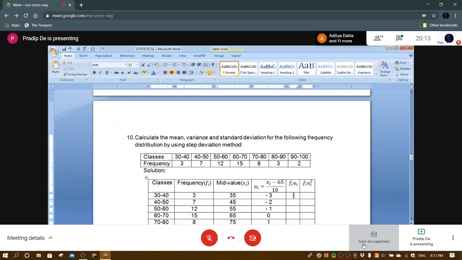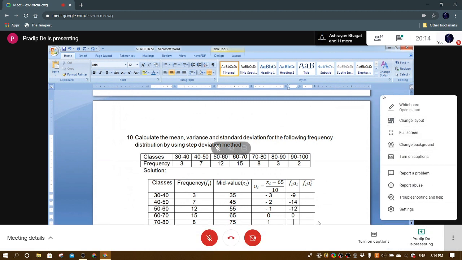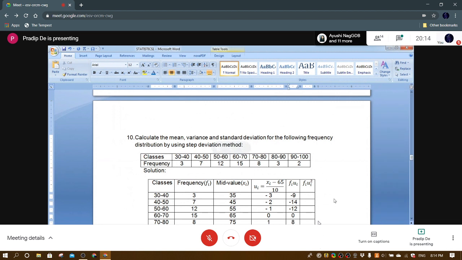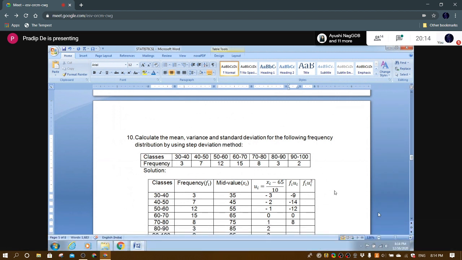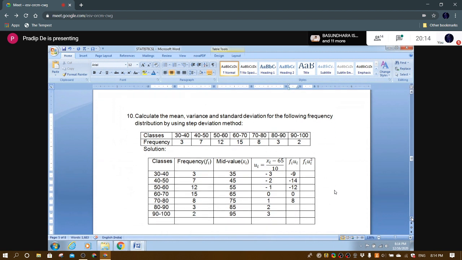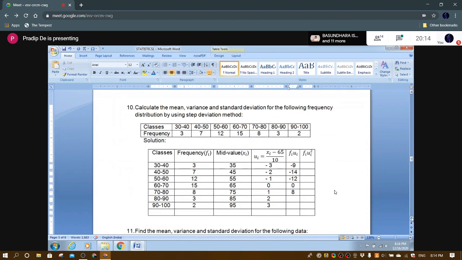fi ui. Seven into minus 2, 12 into minus 1, 0, 8 into 1, and check column. 6, 6, and 6, 6 again.